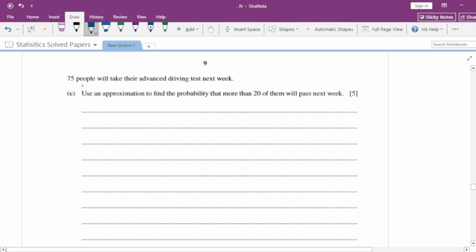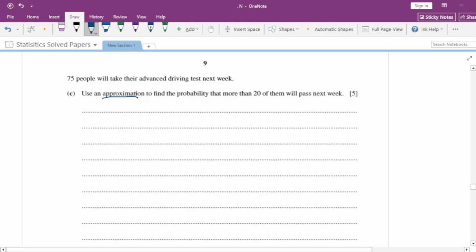Next question. 75 people will take their advanced driving test next week. Use an approximation to find the probability that more than 20 of them will pass next week. All right. So the reason why I was specifying a lot on binomial distribution is because of this. Over here, we will be using a binomial distribution, and we are working with an approximation. All right. So what are we approximating in the first place?